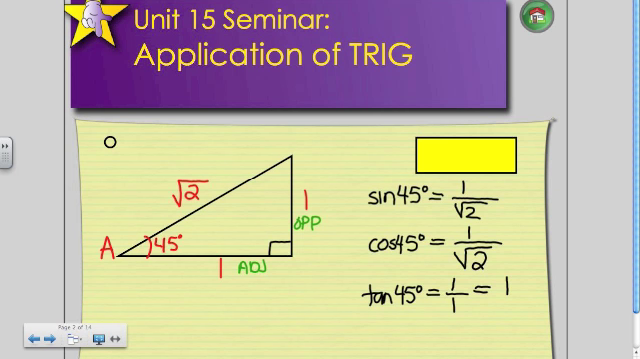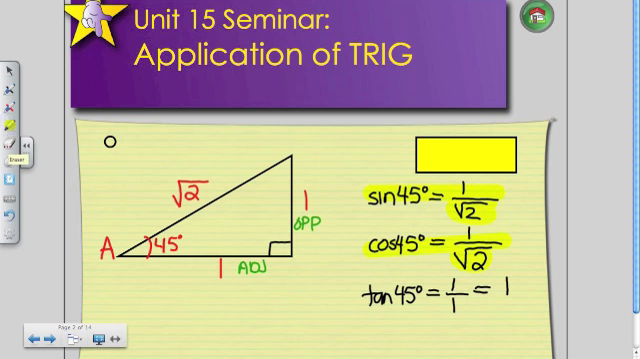Also very important to notice that for the 45-degree triangle, a nice characteristic of this triangle is that the sine ratio and the cosine ratio are equal to each other. So in your unit or on your test, if they ever ask you, what is a triangle where sine and cosine are equal to each other? You know right away the answer to that is the 45-degree triangle, okay?